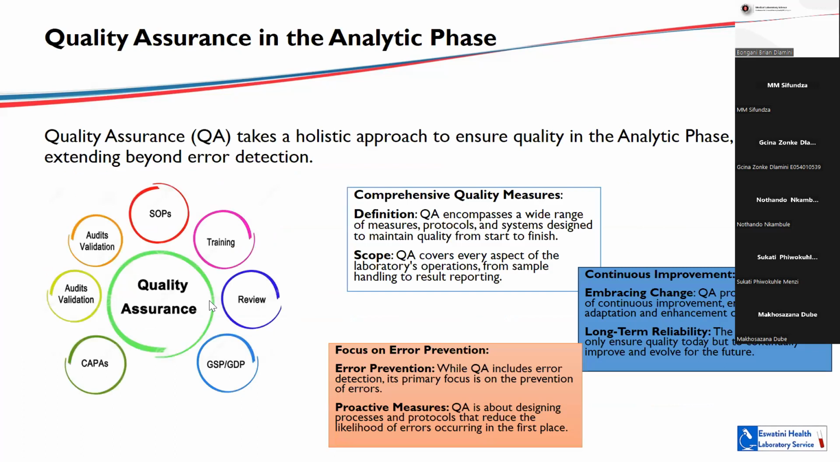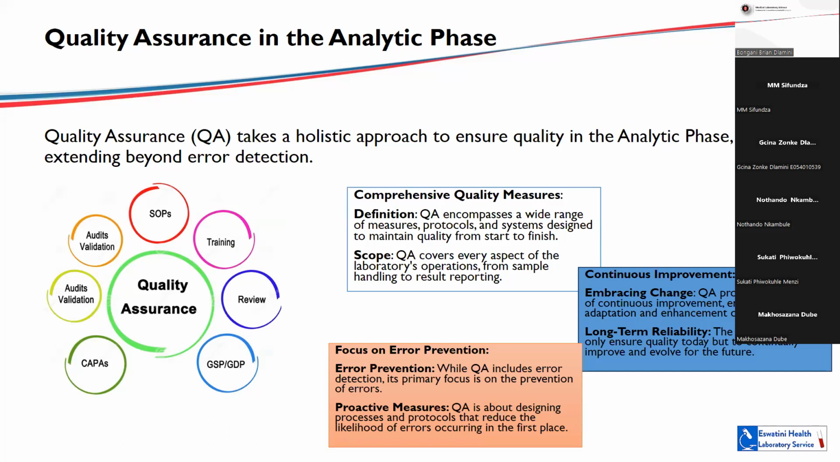Moving on to quality assurance again in the analytical phase. As we have defined what QA is, it takes a holistic approach to ensure that our analytical phase is working beyond error detection. So we have a comprehensive quality measure that encompasses a wide range of measures, protocols, and systems designed to maintain the quality from start to finish.